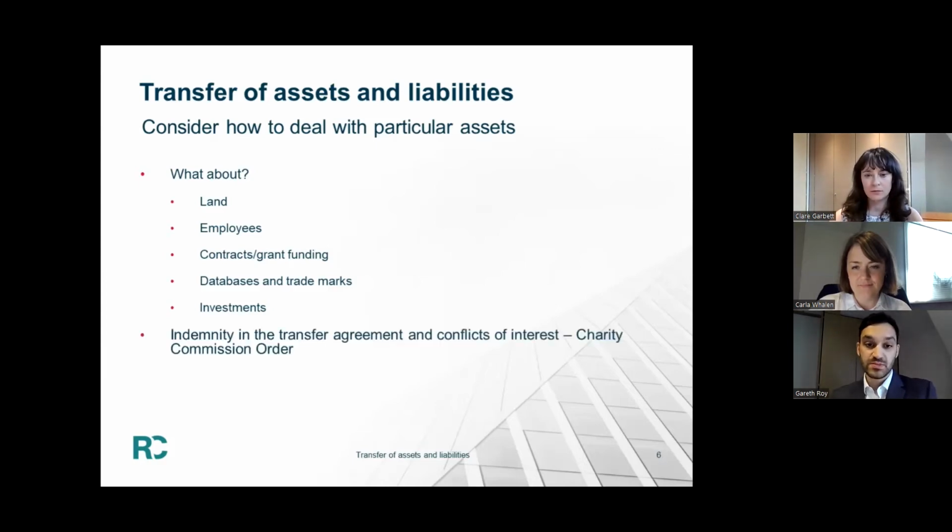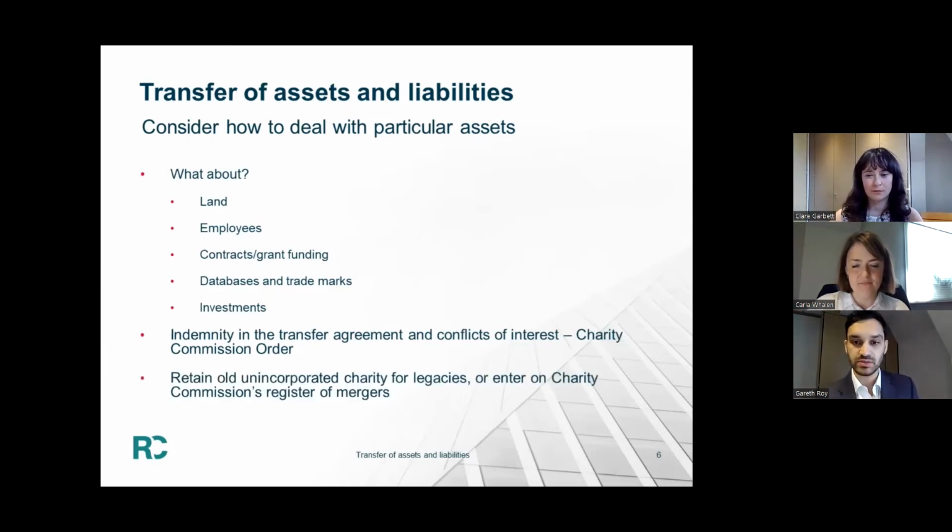In the vast majority of cases, it's necessary to go to the Charity Commission for an order to approve the incorporation terms and to ensure there's a provision in your transfer agreement that protects the trustees from any historic liabilities that could arise in relation to what the charity did before it was incorporated, which is quite important to make sure they have that protection.